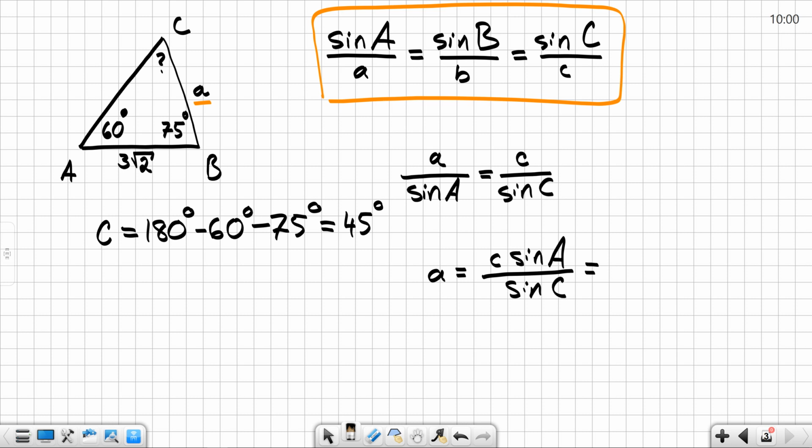I am substituting in the values that I have been given or that I have found, and we will get that the length A has to be equal to 3 times the square root of 2 multiplied with the sine of a 60 degree angle, all divided by the sine of a 45 degree angle.